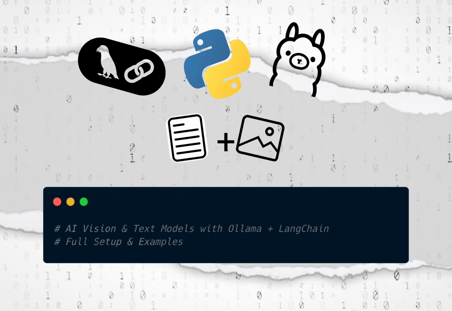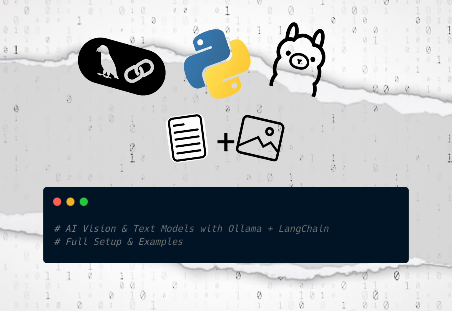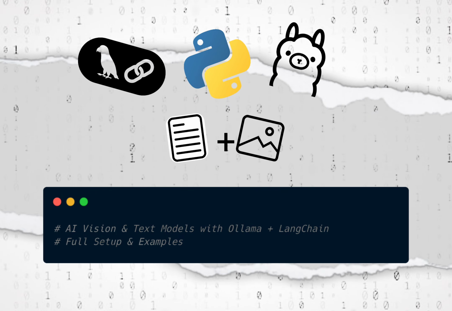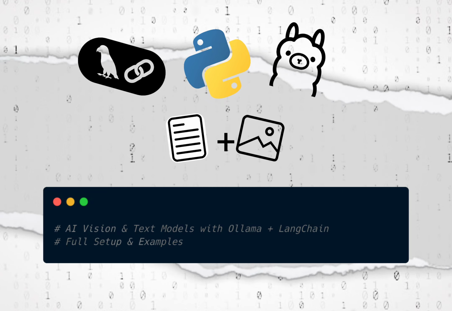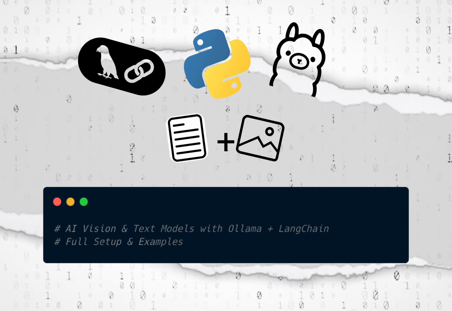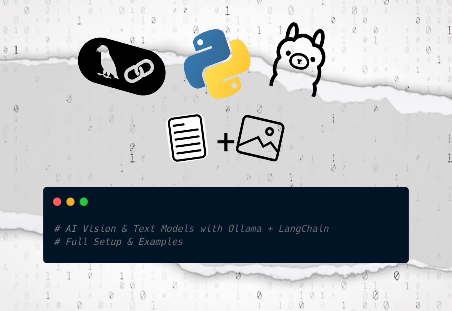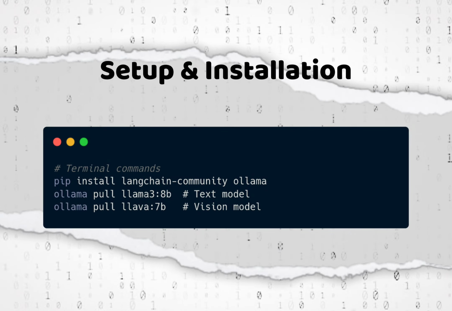Hey everyone, today I'll show you how to use both text and vision AI models from Ollama in Python using just Langchain and Ollama. We'll cover full setup, model downloads, and practical examples. Let's get started. First, install the required libraries.